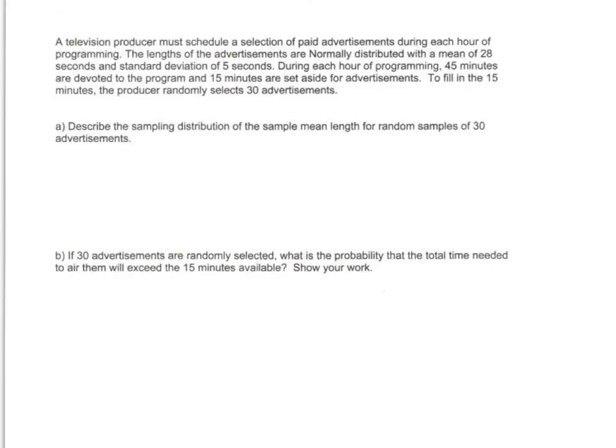All right, this question stems from 7.3. And so we have information at the top. It says the length of these advertisements is normally distributed, mean of 28, standard deviation of 5. Each hour during programming, 45 minutes are devoted to the program and 15 are set aside for ads. To fill the 15 minutes, the producer randomly selects 30 advertisements. Okay, so that's 15 minutes, 30 advertisements.